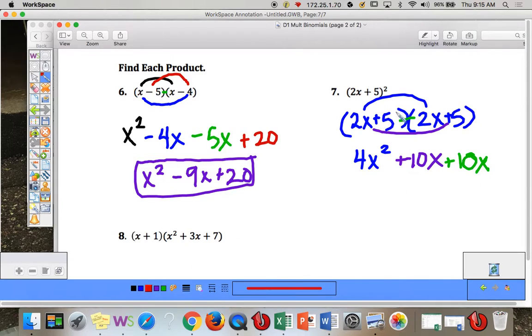And last would be our 5 times our 5, which is 25. Combine like terms, we get 4x squared plus 20x plus 25.